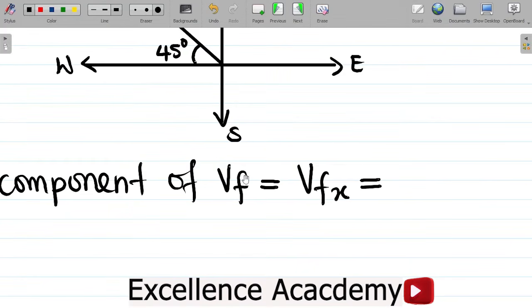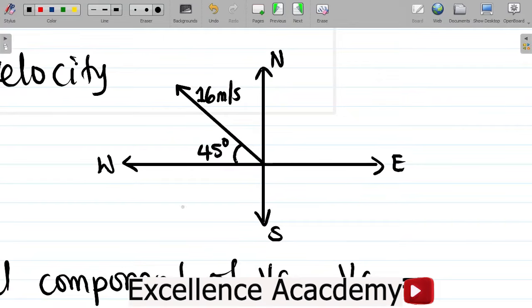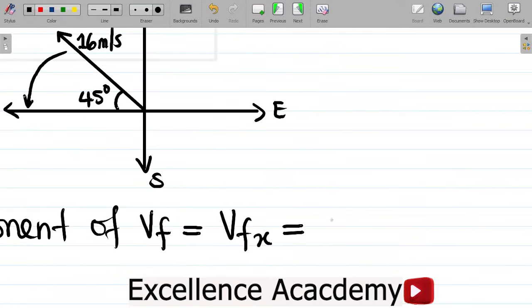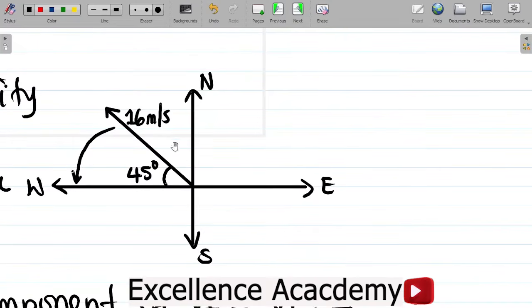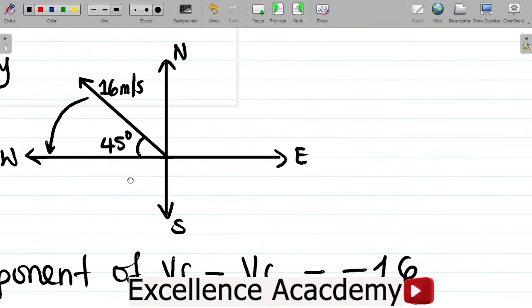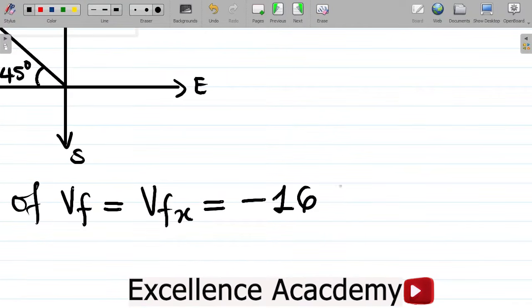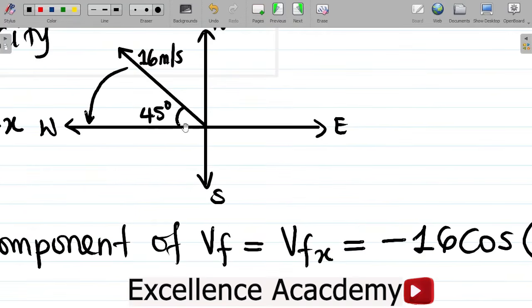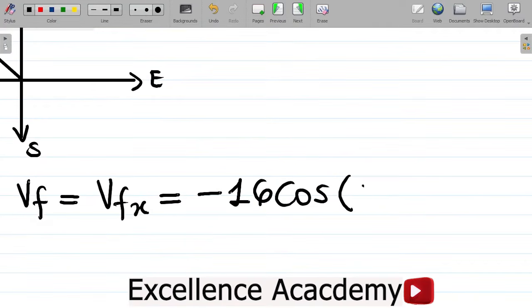To get the horizontal component, all I have to do is push this to the horizontal axis. Observe that this is the negative part of X, so it becomes negative. That's your sign. The value here is 16, so negative 16. Resolving to the horizontal axis, as we've said in previous classes, is simply cosine. So cos of the angle, 45 degrees: negative 16 cos 45.